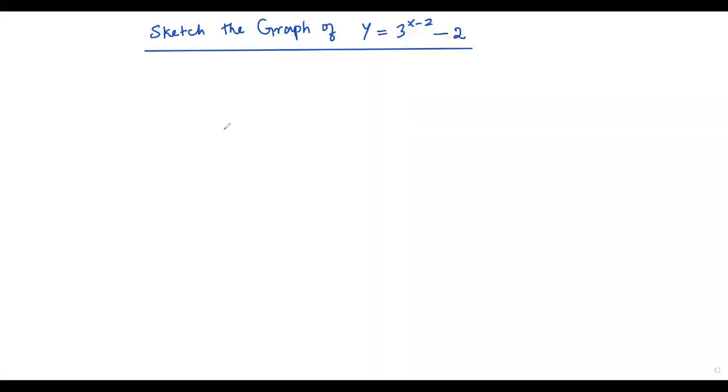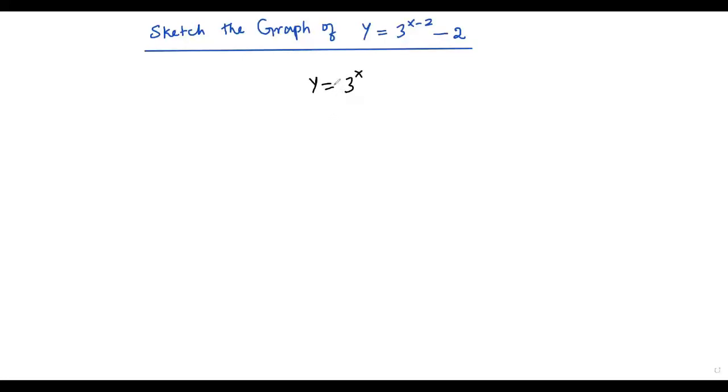Here we have an honors algebra 2 question. We have to sketch the graph of the function y equals 3 to the power x minus 2. It's an exponential function. To sketch the graph of this exponential function, I consider the basic function connected to the given exponential function, that is just y equals 3 to the x power.